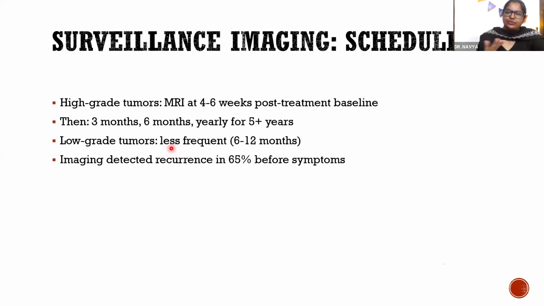For low-grade tumors, I would not go this hard. It will be only 6 to 12 months. And if I am seeing any recurrence, then usually in 65% the imaging would pick it up before the symptoms. So not just the symptoms, the disease biology should also hint you when to image earlier than this schedule.